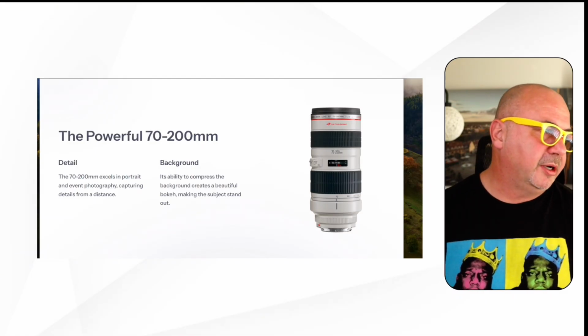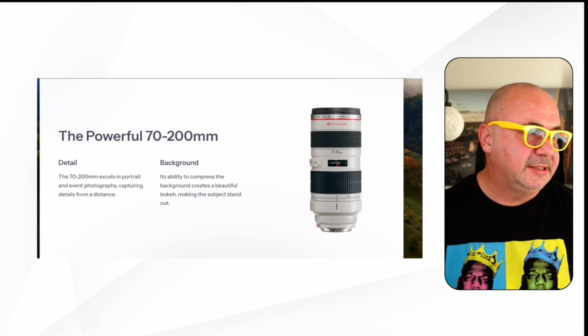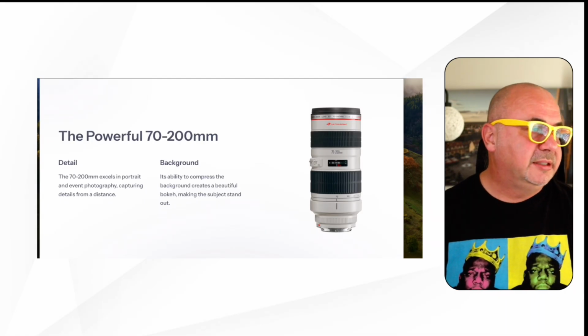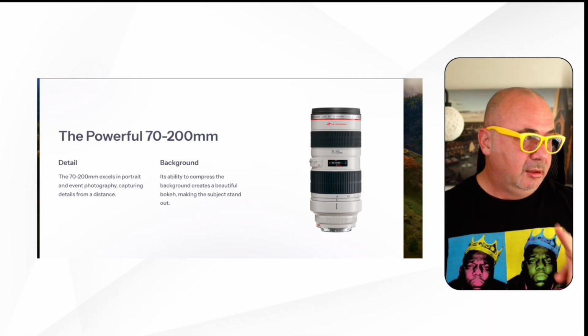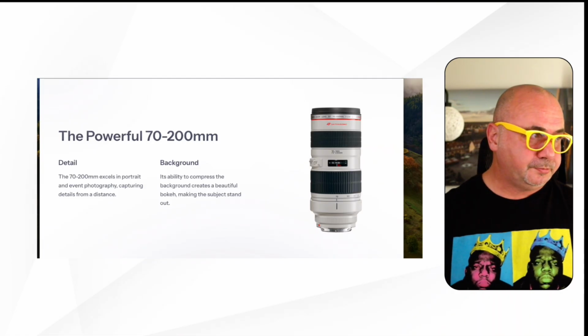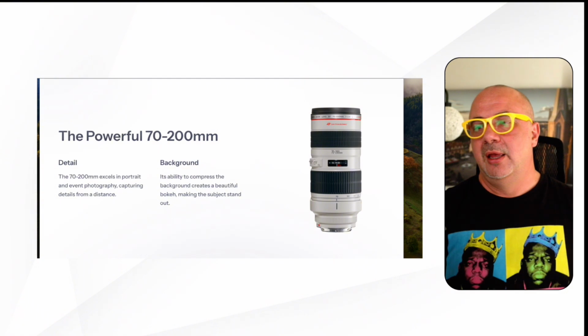The 70-200 millimeter excels in portrait and event photography, capturing details from a distance. I'll talk about that in a second. Its ability to compress the background creates a beautiful bokeh, making the subject stand out. So going back to the detail, capturing details from a distance, it's also a perfect lens.